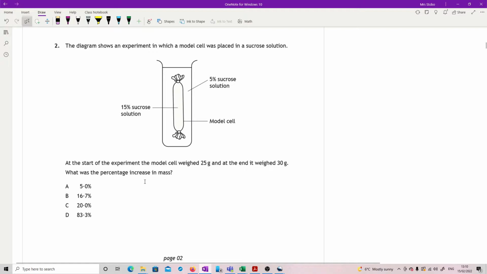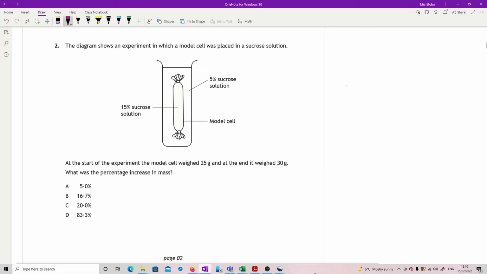Right, diagram shows an experiment in which a model cell was placed in a sucrose solution. So it's 5% on the outside, 15% on the inside. So that means that I've got a low water inside, high outside. It says at the start of the experiment, the model cell weighed 25 grams, and at the end it weighed 30 grams, which would not surprise you because you've got that high water, low water thing. What was the percentage increase in mass?